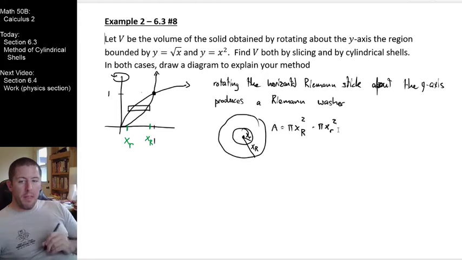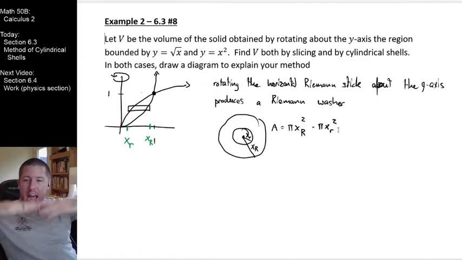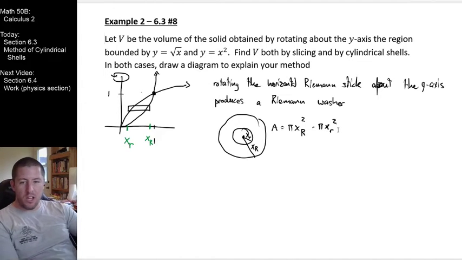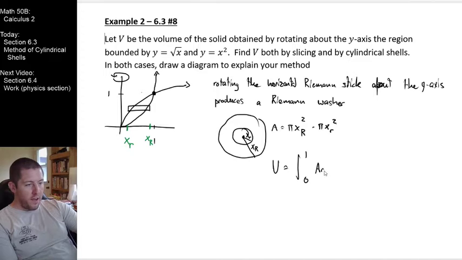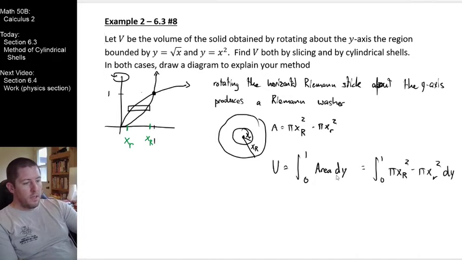We want to add up that area for all of the, yes, it looks like we're doing a vertical stack of washers right here. So we want to add up one of those washers for every y value from 0 to 1. So therefore, our volume should be the integral from 0 to 1 of our area, dy, right? Which in our case here is the integral from 0 to 1 of pi times x sub R squared minus pi times x sub little r squared dy. So we need x sub R and x sub little r in terms of y.